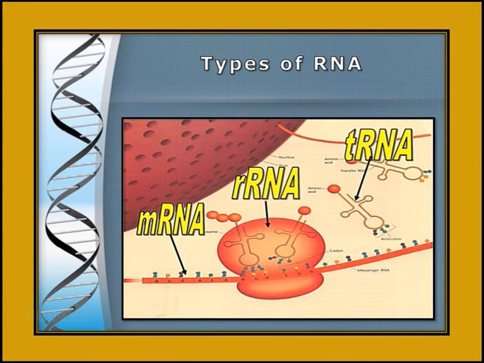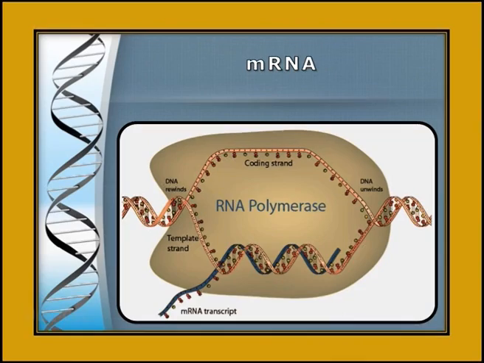Next, the three important types of RNA are mRNA, which stands for messenger RNA, rRNA, which stands for ribosomal RNA, and tRNA, which stands for transfer RNA. They play a vital role in the process of translation. What is the function of mRNA? mRNA comprises the message that is going to be conveyed in terms of a sequence of amino acids, which finally leads to the formation of a protein.